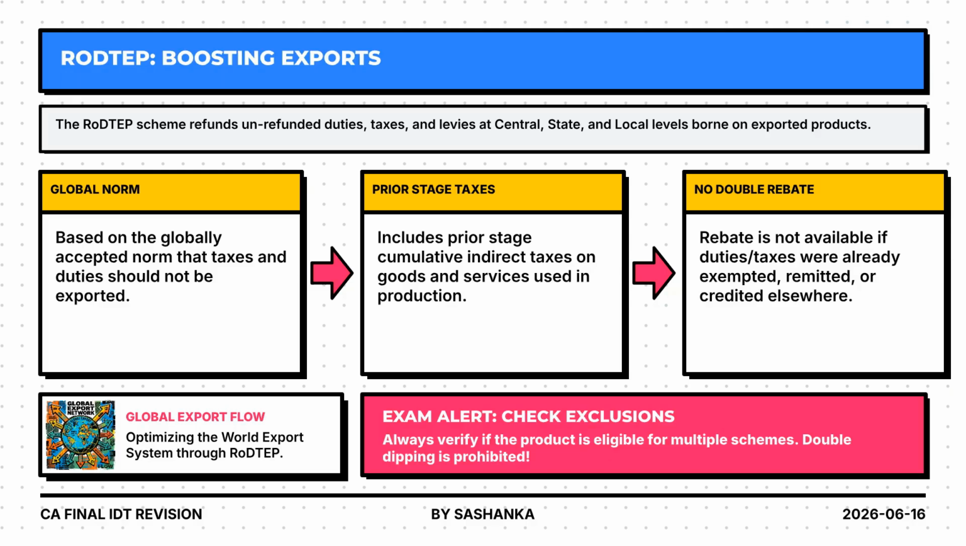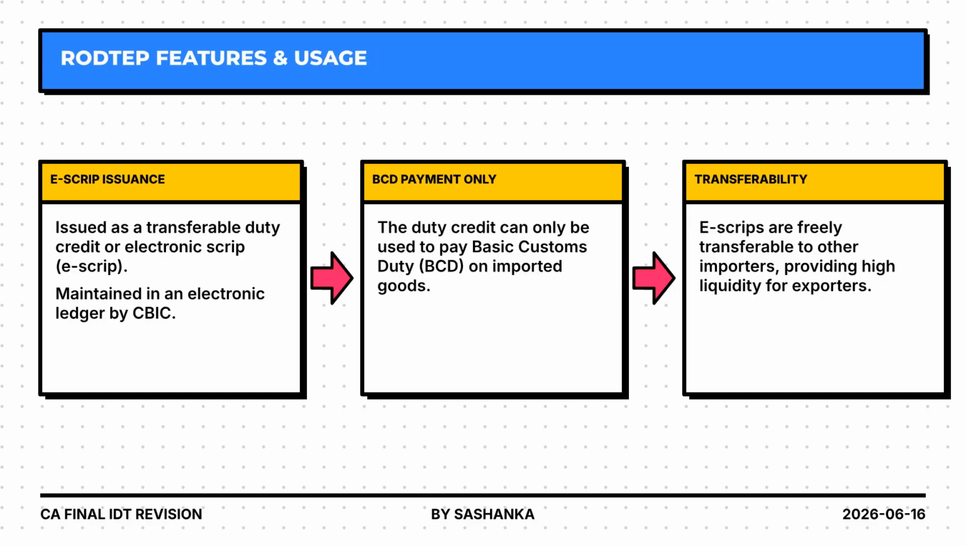However, there is a crucial restriction. If the same taxes have already been exempted, remitted, or credited through another scheme, RODTEP benefits cannot be claimed again. In simple words, the law prevents double benefits or double dipping. Under RODTEP, benefits are granted in the form of transferable duty credit scrips known as e-scrips. These are maintained electronically by CBIC, making the process transparent and efficient.